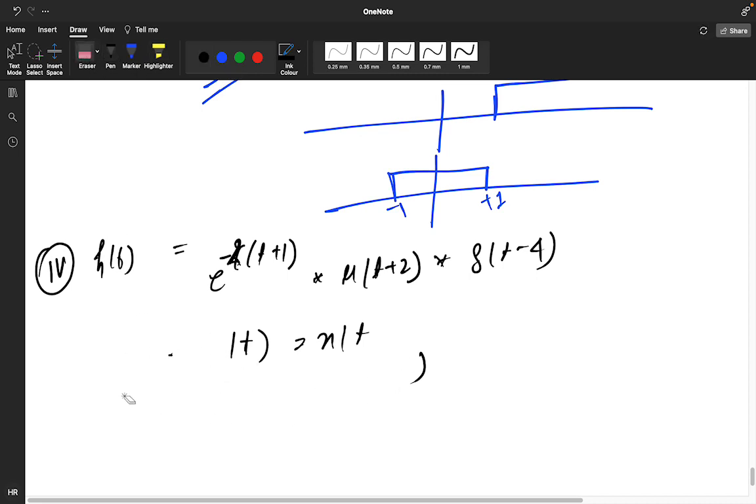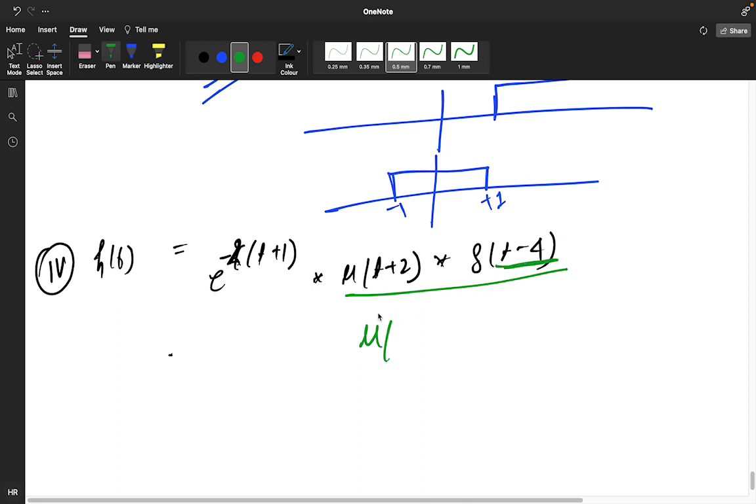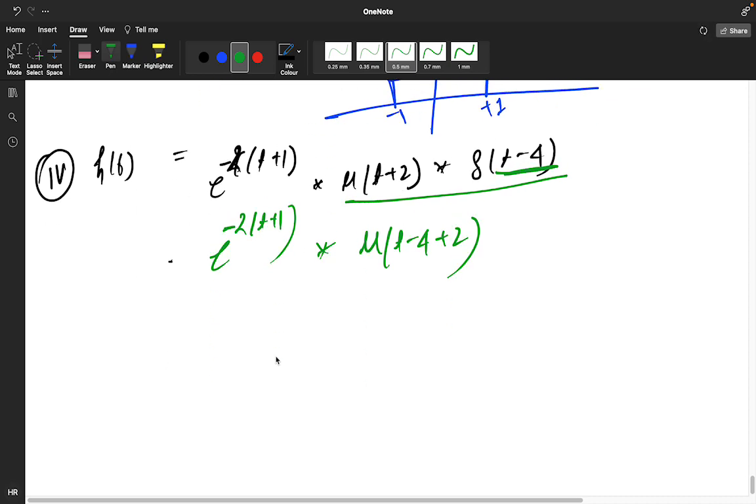So guys, the convolution of this will be u of t minus 4. In place of t, we directly write t minus 4 plus 2. And the convolution is done: e power minus 2 t plus 1 convolved with u of t minus 2, correct? u of t minus 2.